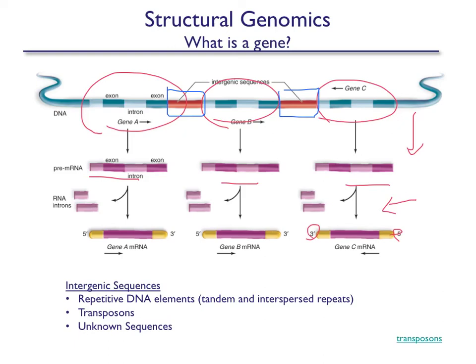These intergenic sequences we used to think were junk DNA, but now we know there's a lot of information going on in those intergenic sequences. Some of it is repetitive DNA elements, some are transposons, some are unknown sequences. So some of it is junk DNA that we don't know what it's doing. Some of it may actually have a function, and we're continuing, in the field of genomics, to understand what's in those intergenic sequences.